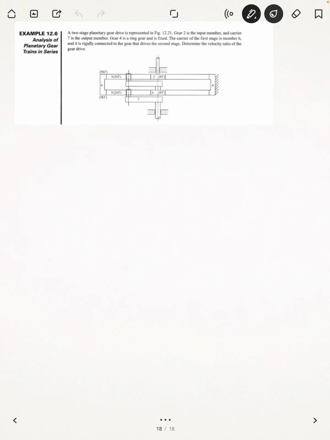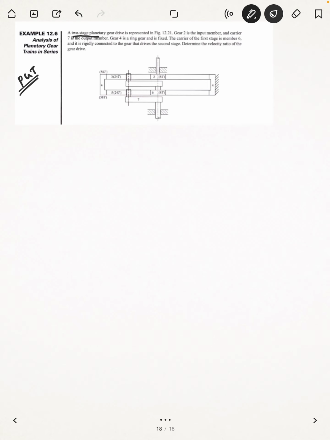Okay, now we're going to solve another example, that is example 12.6. This is also from the Waldron book, and this is also a planetary gear train problem. But this problem is a bit complicated compared to the last few. So what is the question stating? It's a two-stage planetary gear train.